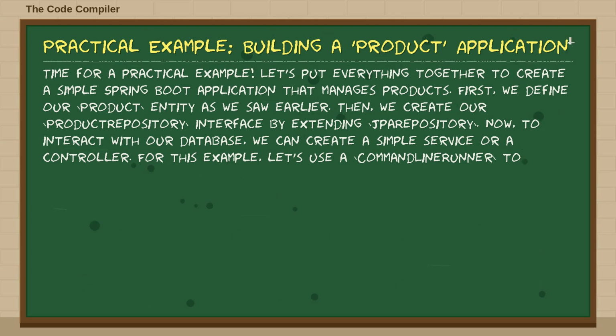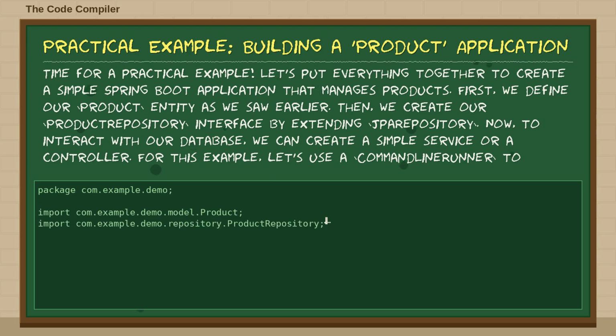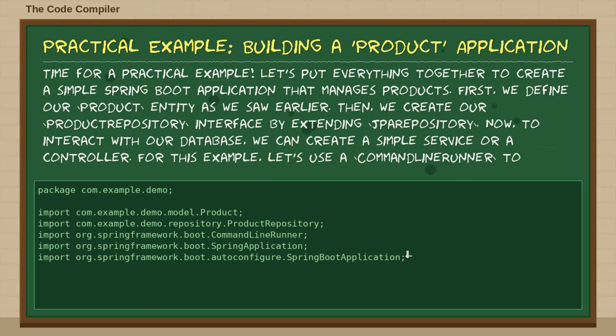For this example, let's use a CommandLineRunner to demonstrate saving and retrieving products right when our application starts. We inject our product repository and then use its methods like save to persist new products and findAll to retrieve all products. Notice how we don't write any SQL. Hibernate, powered by JPA and Spring Data JPA, handles all the database communication for us. This makes our code clean, maintainable, and database agnostic.